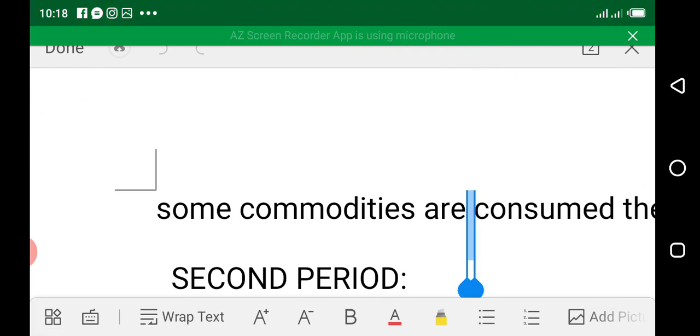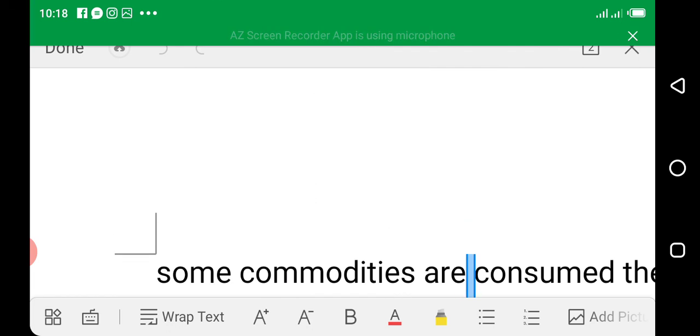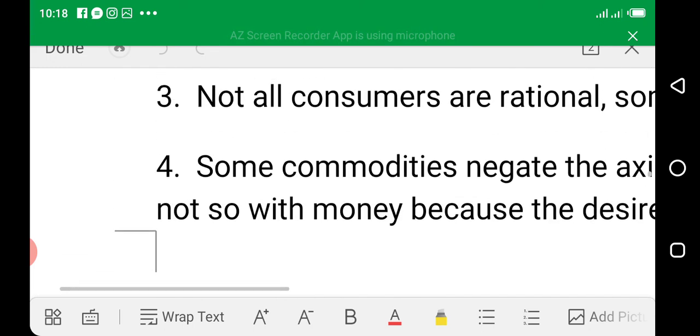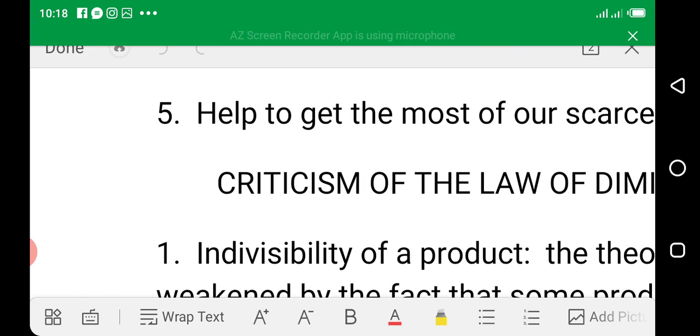So far so good. This is what we have to treat as far as the theory of consumer behavior is concerned for the first period there.